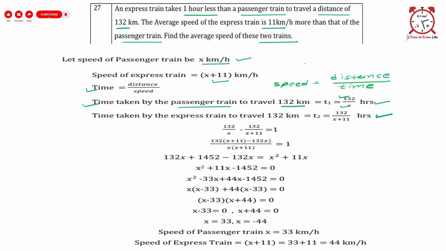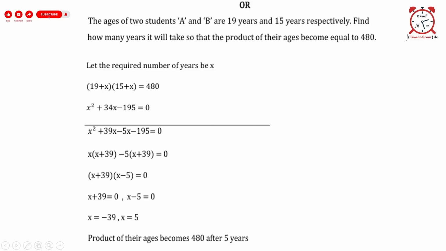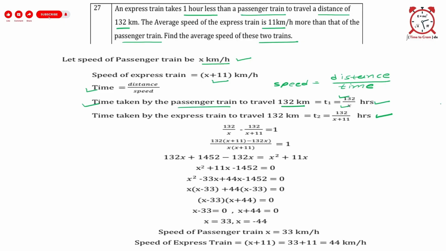So here the express train takes 1 hour less than the passenger train to travel the distance. It is given that the express train takes 1 hour less. So this is T2 minus T1 equal to 1. So by solving and simplifying this, we are coming to the quadratic equation x square plus 11x minus 1452. By splitting and making two factors, we are getting the two solutions of the equation, x equal to 33 and x equal to minus 44.